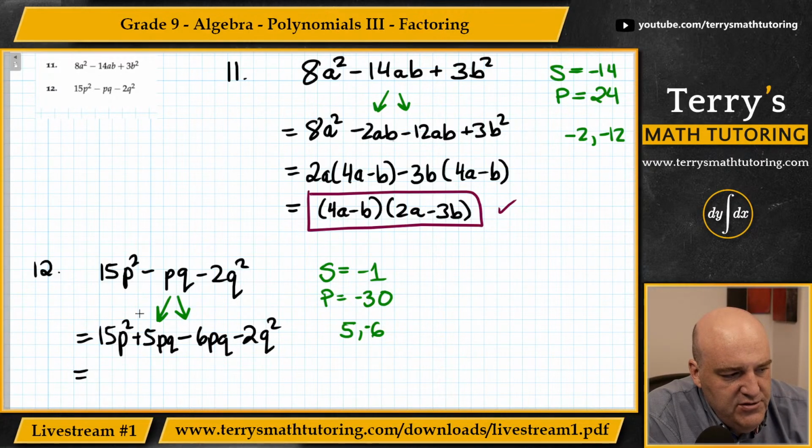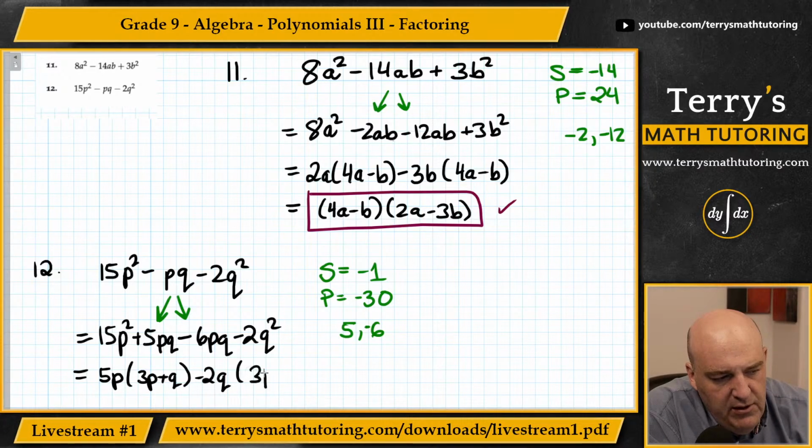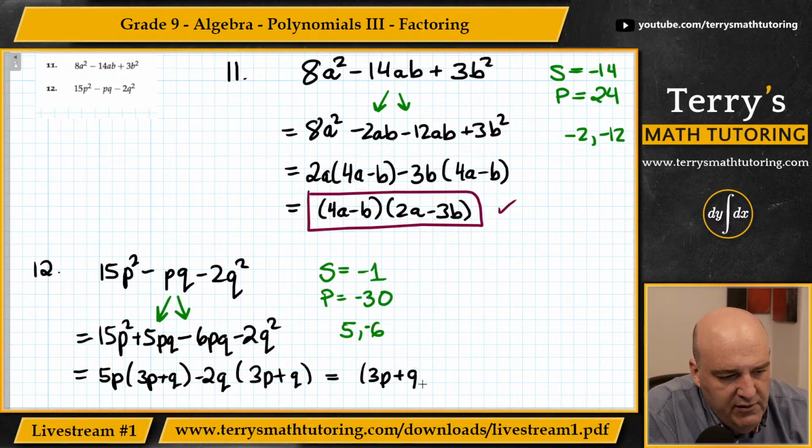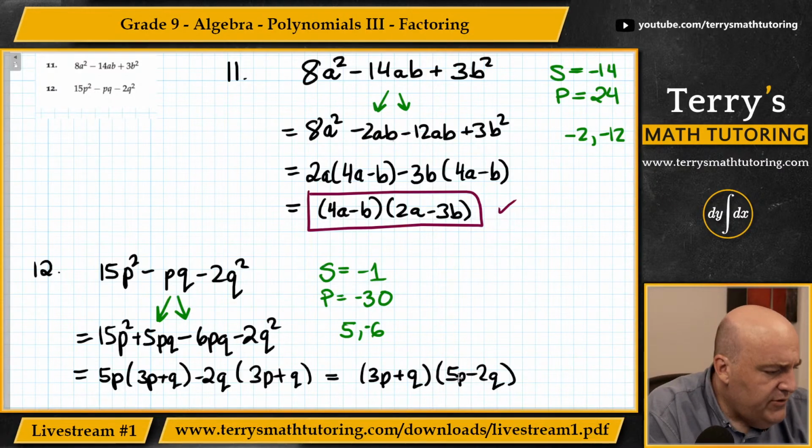Just focus on these two guys. What's common there? 5p. And we get 3p plus q. What's common here is a minus 2q. And then 3p plus q. And 3p plus q is common. Let's factor that to the front as a common factor. What's left over then? 5p minus 2q. All right. So that's number 12.